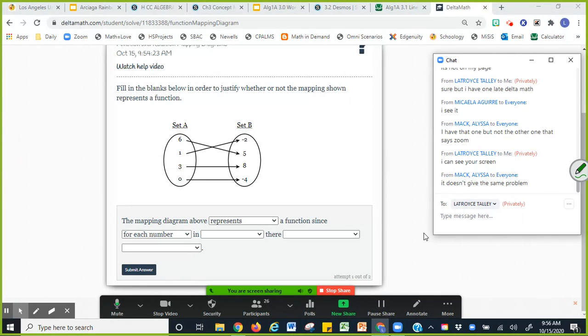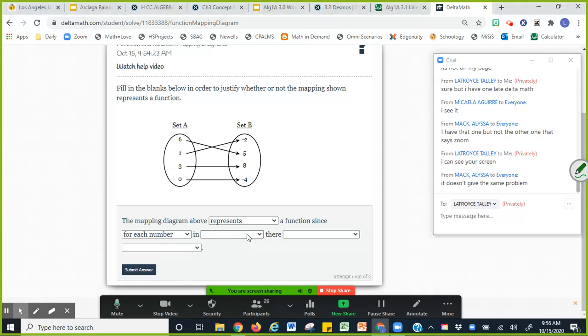Yes, for the regular assignment, it doesn't give the same problem, but for this one, I clicked on assign this problem. So can you double check on that and let me know if it doesn't? Yeah, so it could be in a different order though. Anyway, I'm showing you an example over here, so hopefully this will also help.